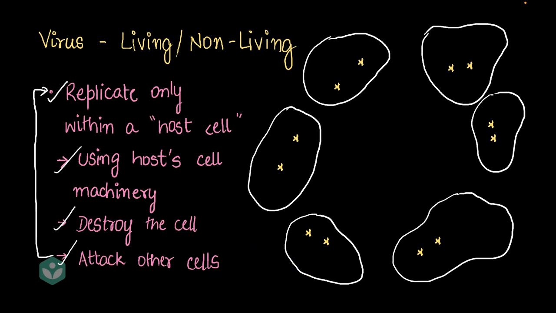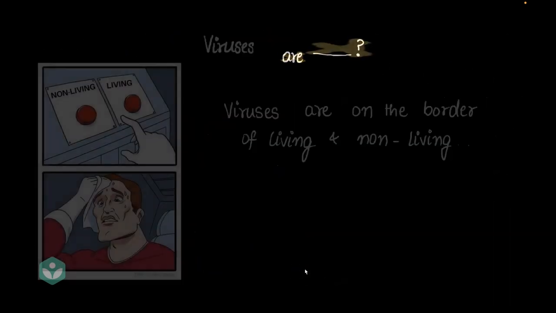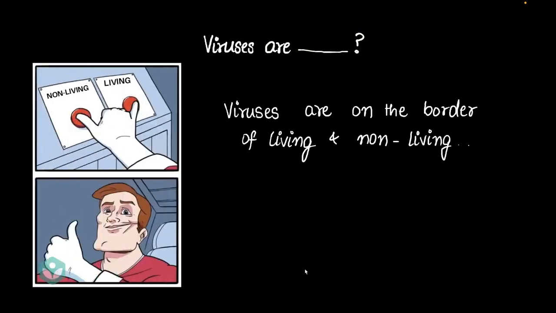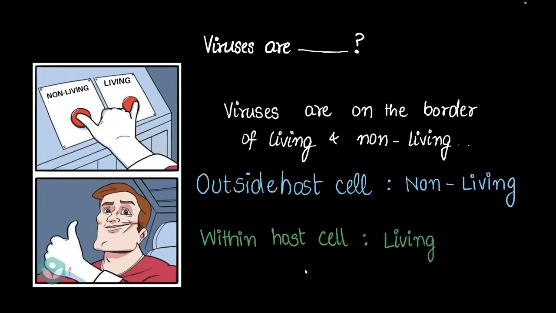Great. Now let's get back to our original question. Now it kind of begins to make sense to say that viruses are on the border of living and non-living, right? Why? Because outside the host cell they're like non-living, but within the host cell they begin to replicate, and that's a little similar to living organisms, right?